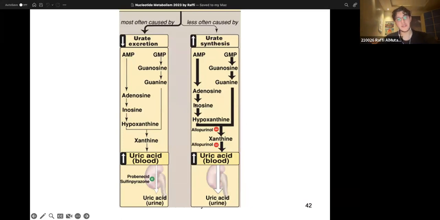Now, let's say we're dealing with urate excretion. In this case, it's more preferred that we have two drugs, probenecid and sulfinpyrazone. They enhance the renal excretion, but they don't affect the production. But again, just emphasize allopurinol. Allopurinol is a non-competitive inhibitor of xanthine oxidase. You give it in chronic gouty arthritis, and it prevents the formation of uric acid in the first place.